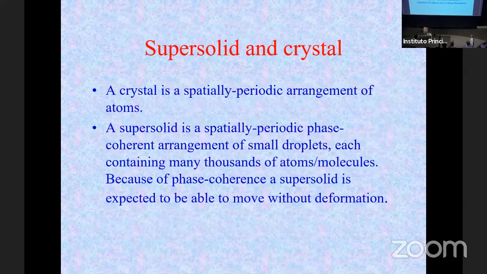There is a small difference between a supersolid and a crystal in the mean field approach. A crystal is a spatial periodic arrangement of atoms, but a supersolid is a spatially periodic, phase coherent arrangement of small droplets, each containing many thousands of atoms, maybe molecules. Because of phase coherence, a supersolid is expected to be able to move without deformation.